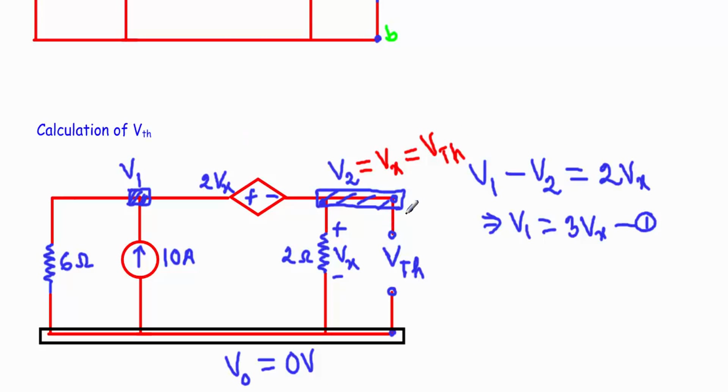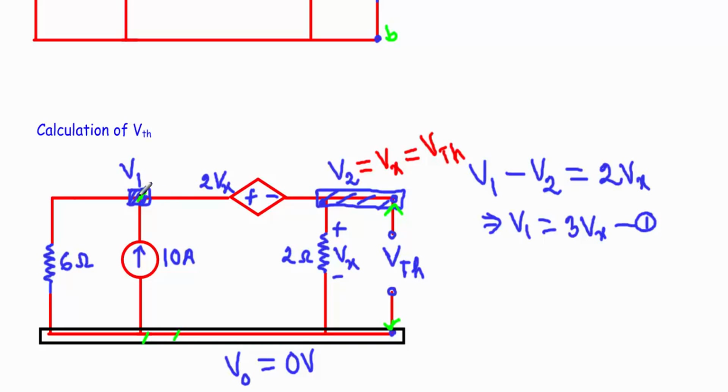At first I have to remove the load resistor across these two terminals, and the voltage across these two terminals will be known as our Vth. Now I may apply mesh analysis or nodal analysis to find this voltage, but if I apply nodal analysis, this will be our node 1, this will be our node 2, and this will be our ground or reference node.